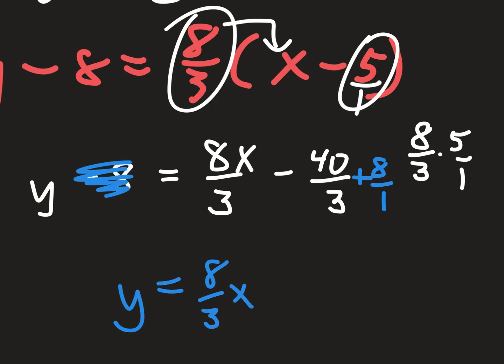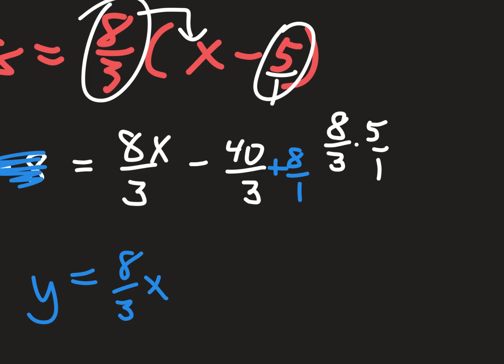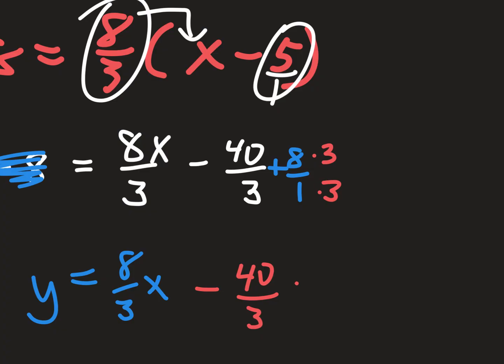8/3 x. And then how do I do this now? Well, common denominator, times by 3, times by 3. And now that's a minus 40/3, and I'm going to add 24/3. I think it comes out to negative 16/3. Did anybody else get that? Yay. All right.